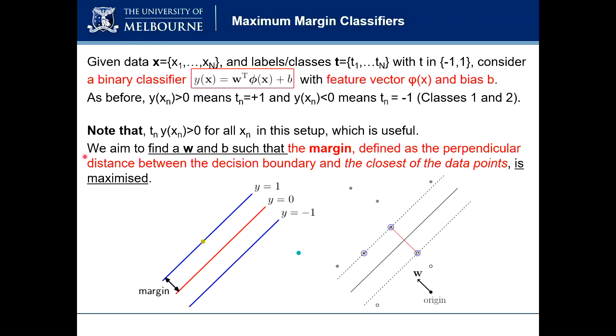The margin is defined as the perpendicular distance between the decision boundary hyperplane and the closest of the data points. If I maximize the margin, then I'll be happier. So I put the boundary just smack in the middle. Why? Because it will make me do fewer errors if there's noise, for example.